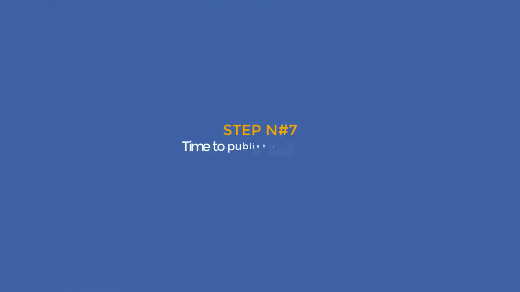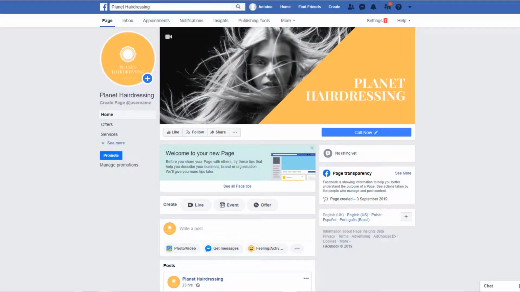Step number 7. Time to publish your first post. Your page is now all ready to go. It's now time to start making the most of it and publish a few posts. But before you do that, remember, at the beginning of this tutorial, we made this page private, so it's time to make it available to the world.